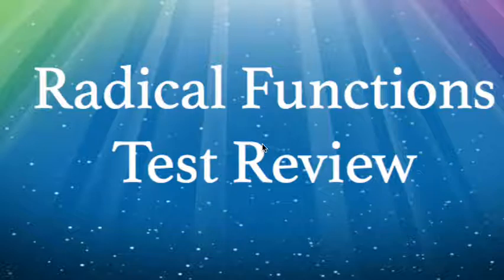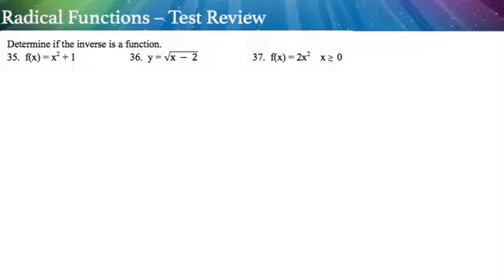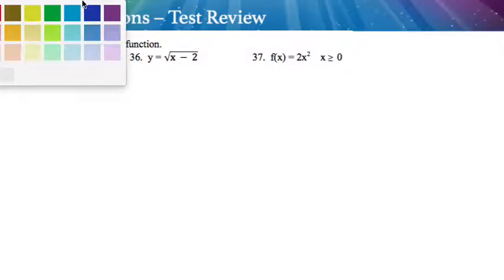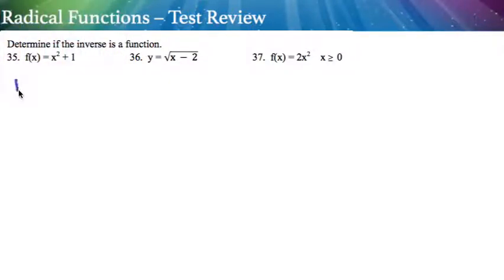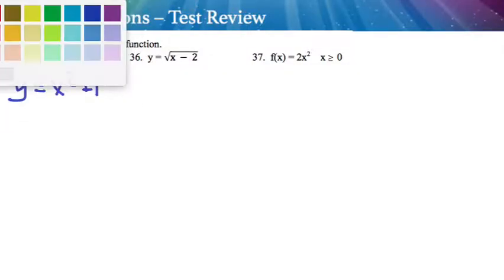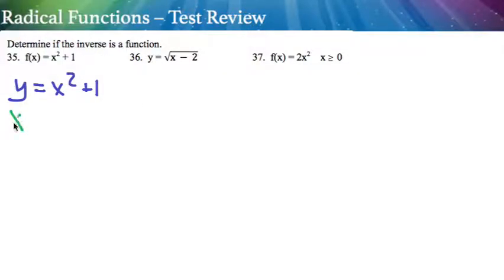So we've been working on the test review, and in this video we're going to start with problem number 35. So we're going to do the inverse of the function. We don't have to graph these, we're just going to inverse them. So let me switch over to y equals x squared plus 1 on number 35, and then I'm going to switch the x and the y like we do when we inverse something. So let's make it x. Remember, it's just the x and the y that change, not the squared and not the 1.